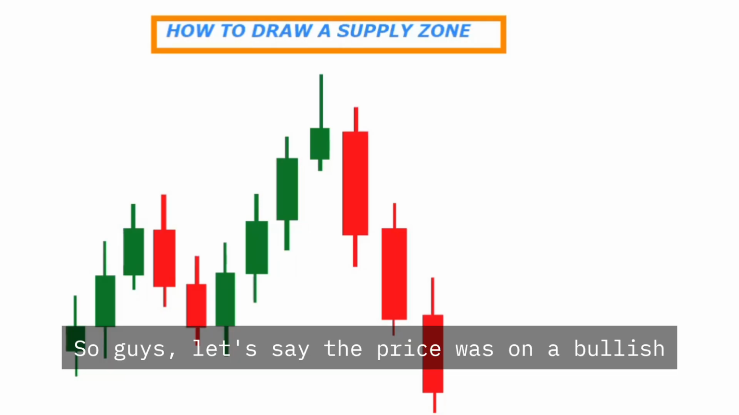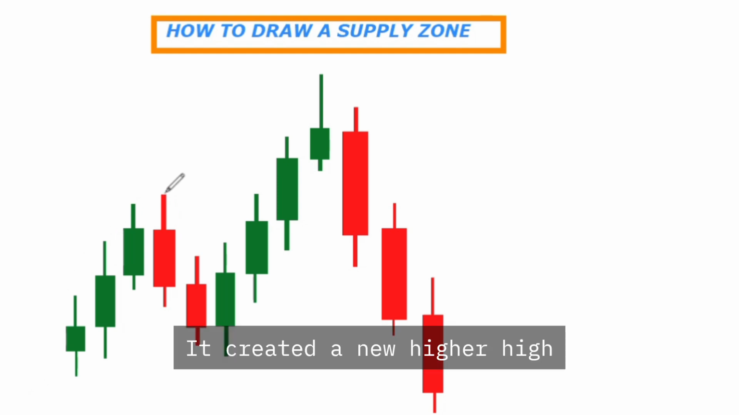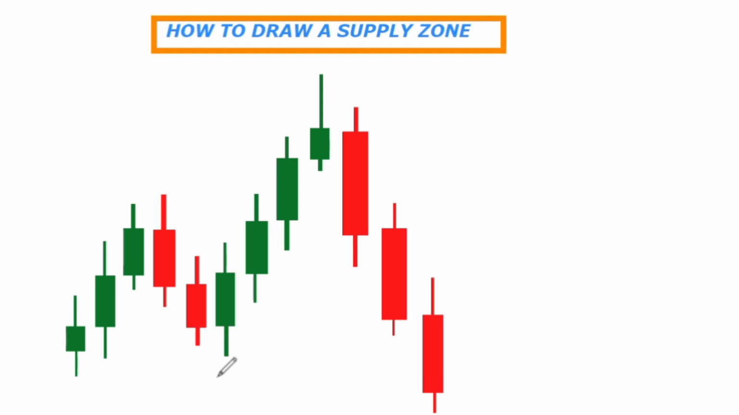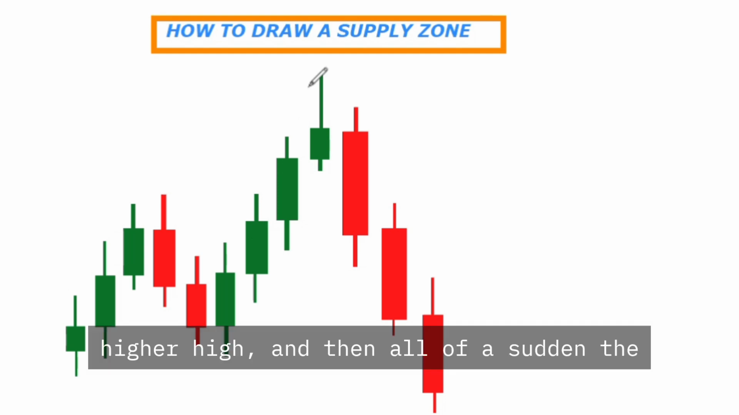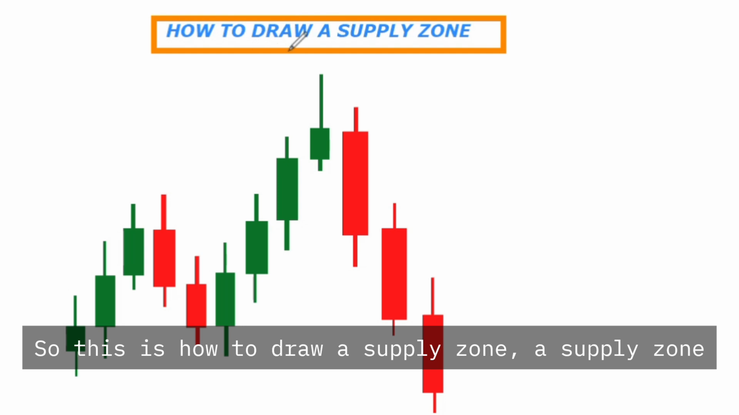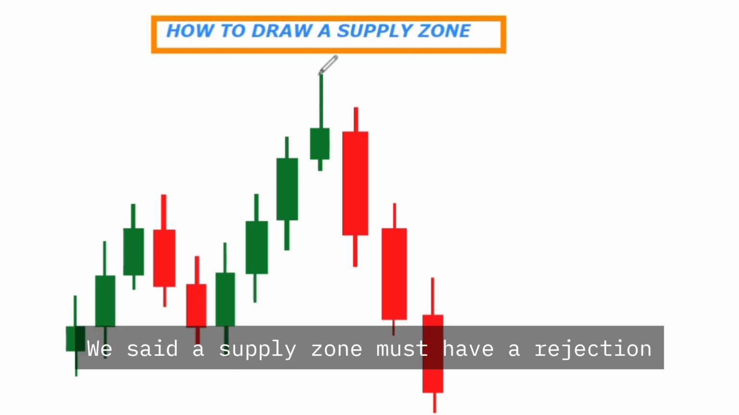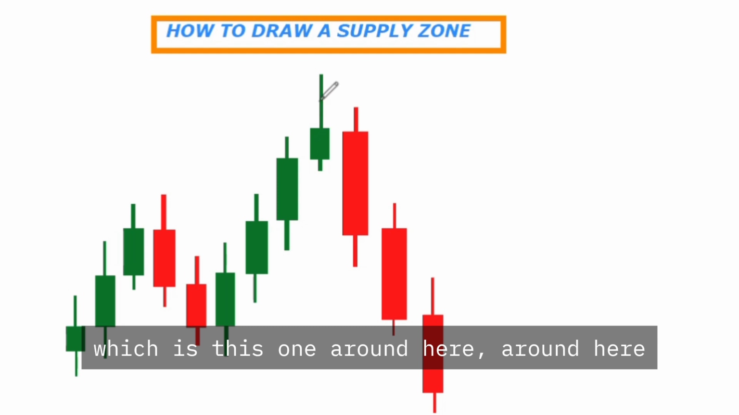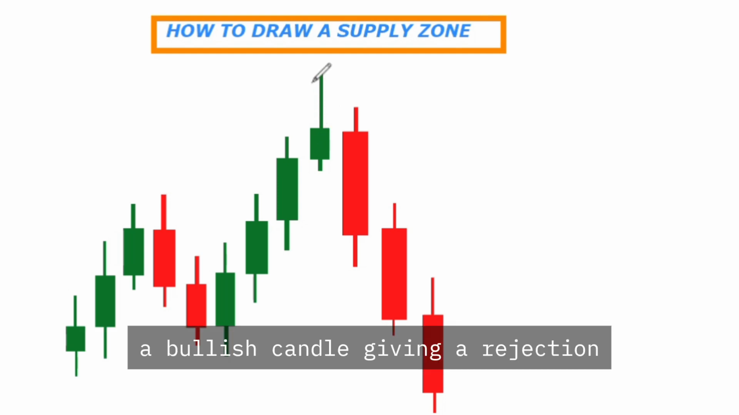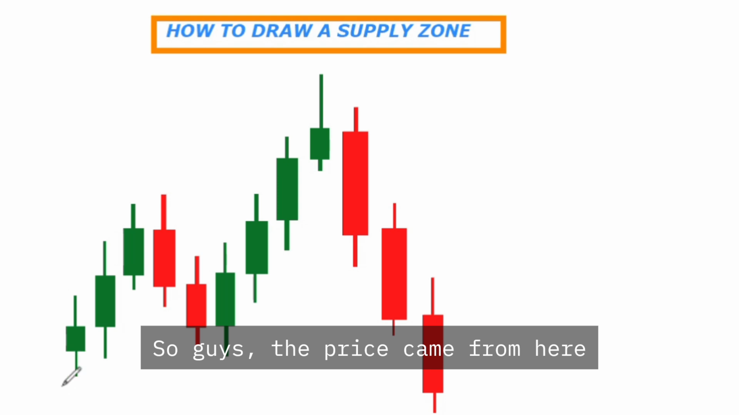So guys, let's say the price was on a bullish move from here to here. It created a new higher high, higher low, higher high, and then all of a sudden the higher low was grabbed. So this is how to draw a supply zone. We said a supply zone must have a rejection, which is this one around here, a bullish candle giving a rejection.